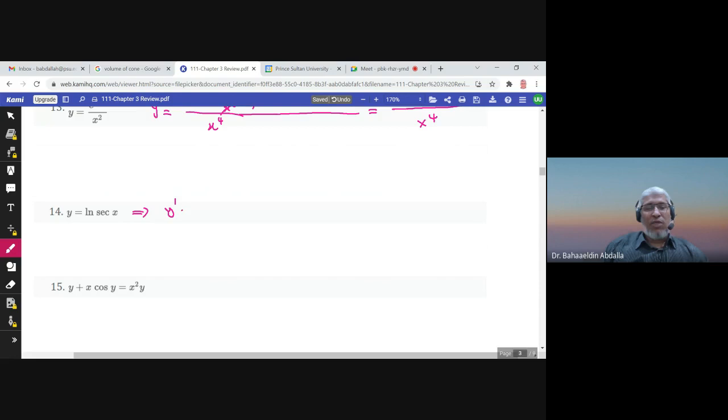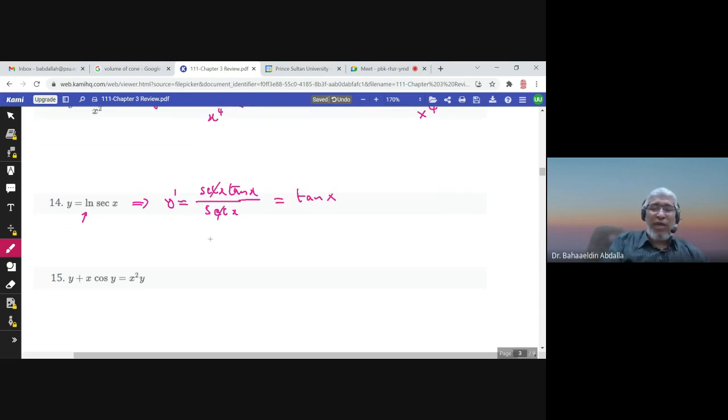Now, this is a composition. The derivative of the outer function, which is ln, is 1 over secant, times the derivative of secant, which is secant tan. Secant cancels with secant, and the derivative would be tan x.